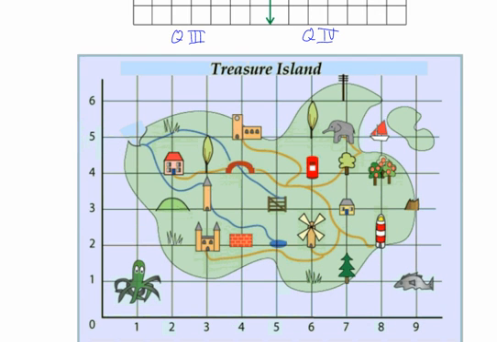So, here's a map. Treasure Island. And what we want to talk about are the aspects of coordinates. This map has a set of coordinates to locate things. Now, people don't look at maps hardly anymore.